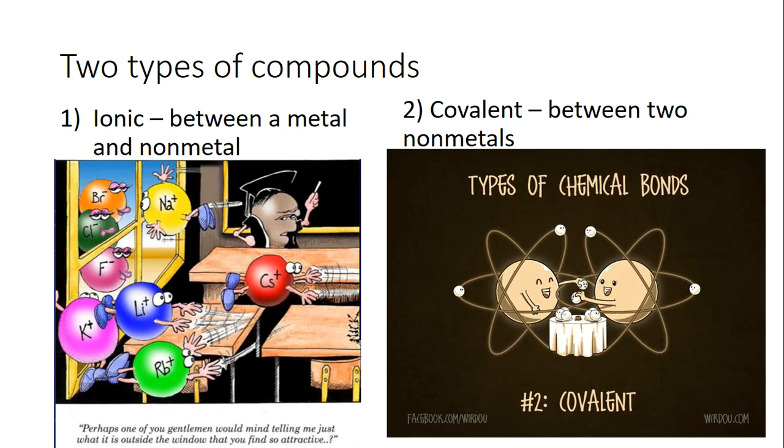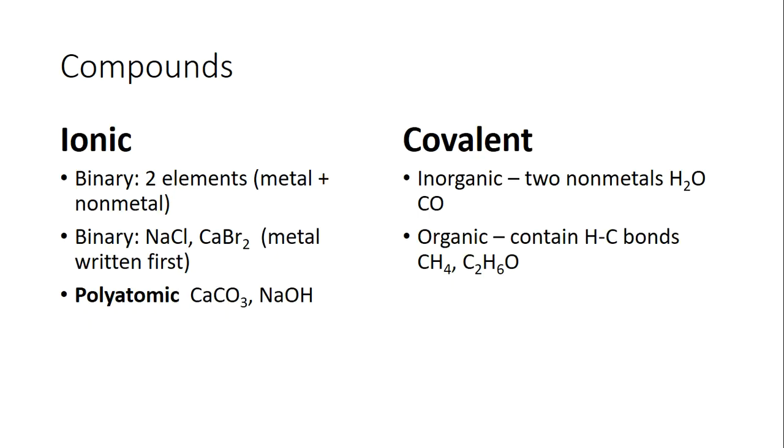All right, there's two types of compounds. There's ionic, which is between a metal and a nonmetal, and there's covalent between two nonmetals. Covalent is more of a sharing. Ionic is more of a hostile takeover. More on that later. Don't get me started.